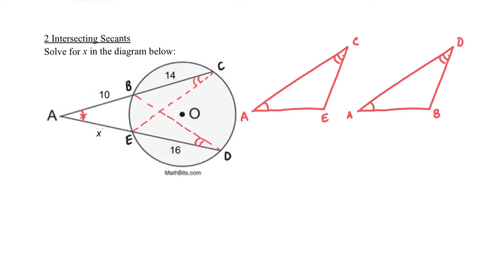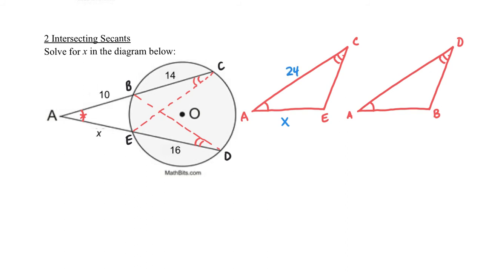Now, if you need to take a moment and pause the video so that you can see those triangles in both diagrams, go ahead and do that. I'm going to go ahead and label my parts here. So it looks like, what do we have? We've got AE is X. We've got AC is going to be 10 plus 14. So that's going to be 24.